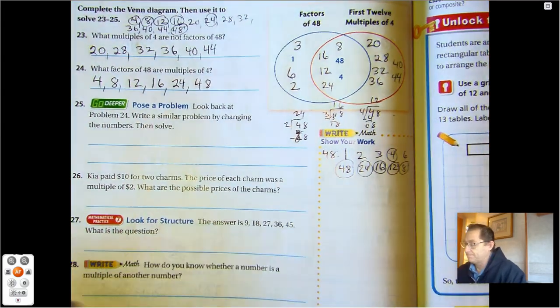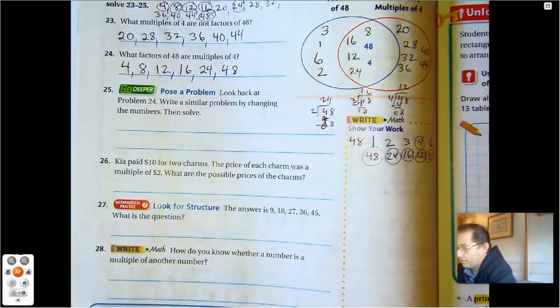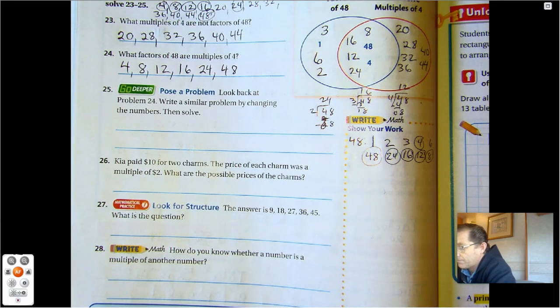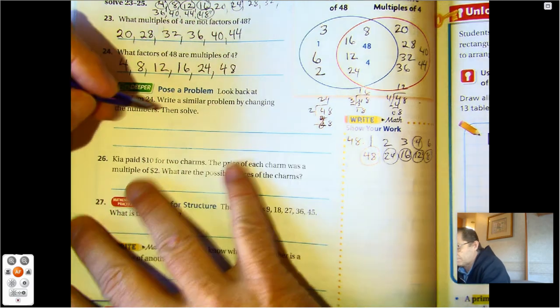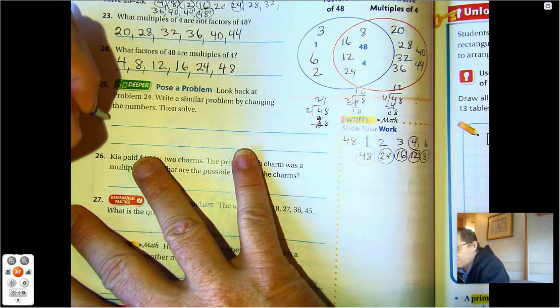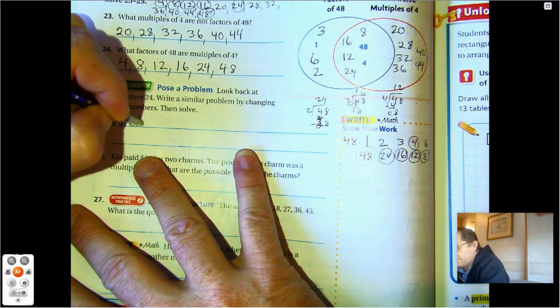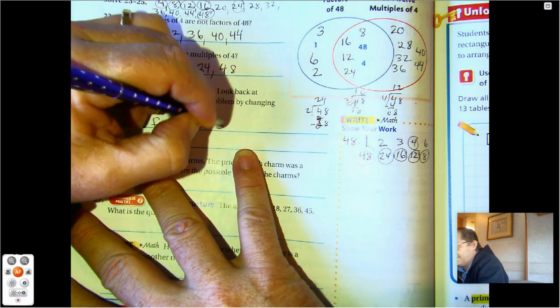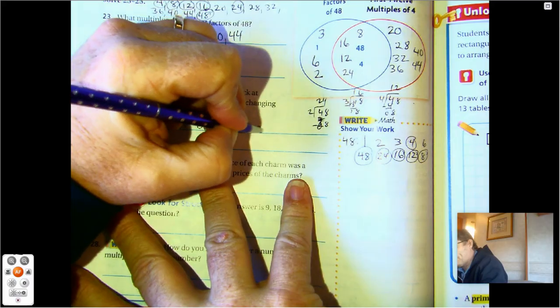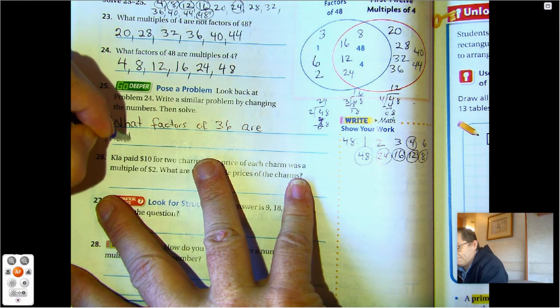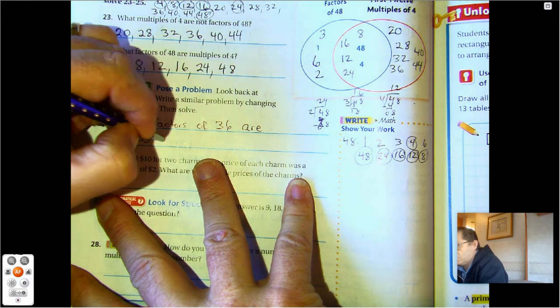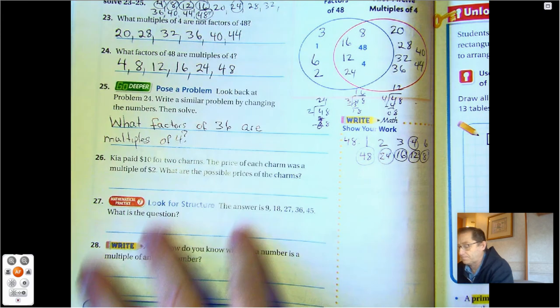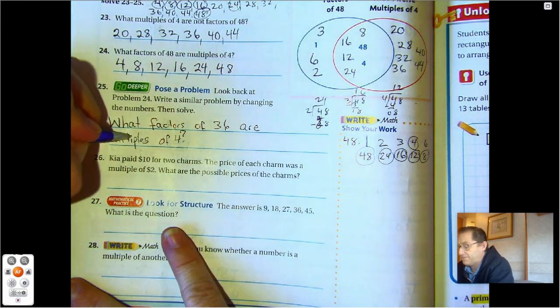All right, now 25. Look back at problem 24. Write a similar problem by changing the numbers and then solve. All right, how about 36? Why don't we say what factors of 36 are multiples of 4? What factors of 36 are multiples of 4?